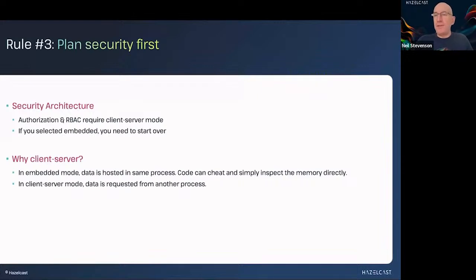So if this is the last thing you've thought about, you're just about 2 weeks from going live and you need to change your architecture, that's a disastrous amount of rework. So that's the thing to think about: security only works across a network protocol. You're saying, give me this data, and you cannot bypass the mechanism. You can't cheat and look in memory directly. So if you change your architecture, that's a big thing to do at the end. Nobody's going to like that.